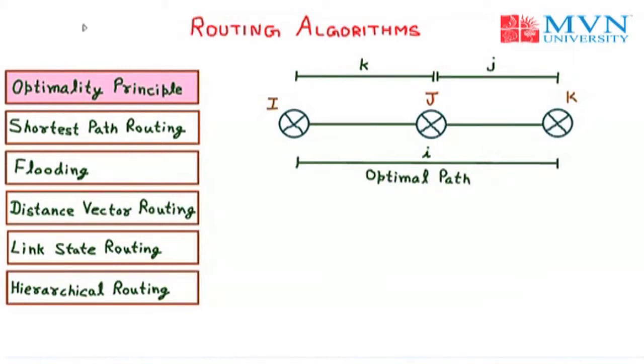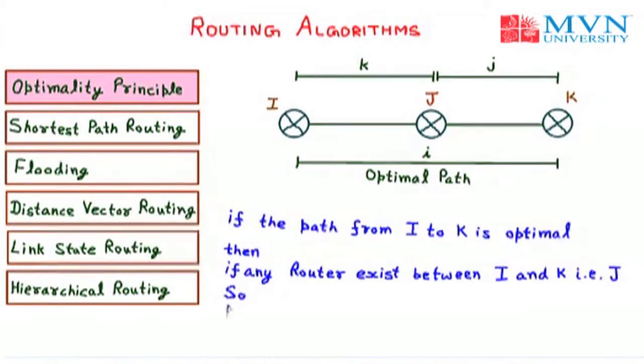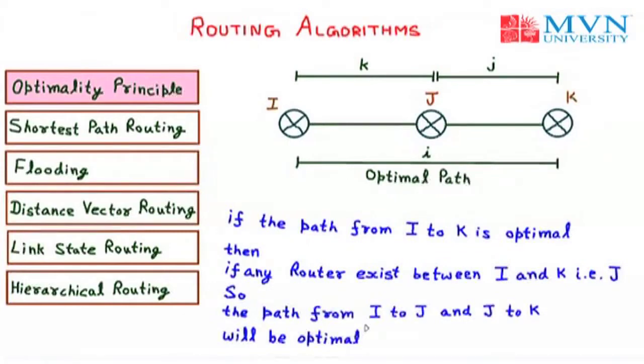So now the optimality principle states that if the path from I to K is optimal, then if any router exists between I and K, that is J, the path from I to J and J to K will be optimal. That is, if the distance between I and K, small i, is optimal, then if there is any router J between I and K, the path from I to J, that is small k, will be optimal, and from J to K, that is small j.